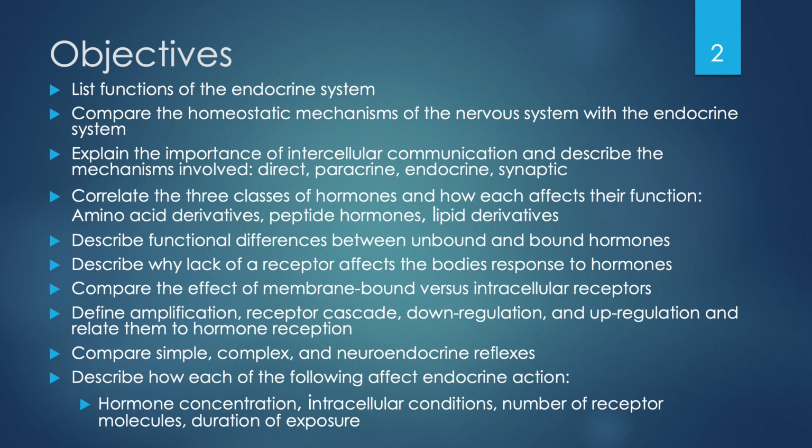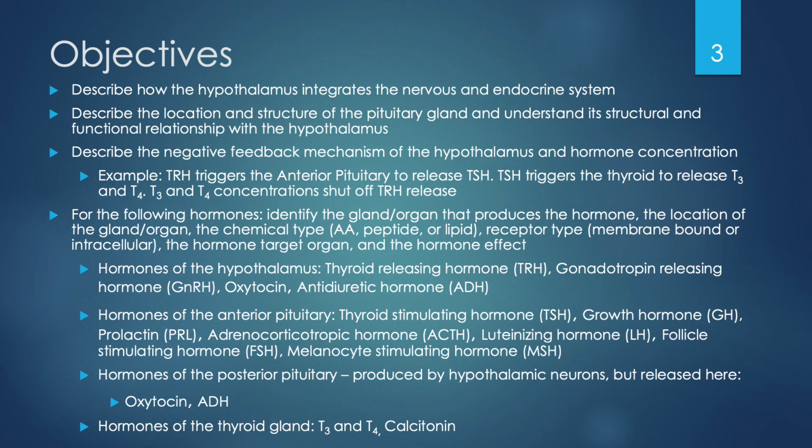Compare simple, complex, and neuroendocrine reflexes. And then last, to describe how each of the following affects endocrine action. This includes hormone concentration, intracellular conditions, the number of receptor molecules, and the duration of exposure. Also, to describe how the hypothalamus integrates the nervous and endocrine systems. Describe the location and structure of the pituitary gland and understand structural and functional relationship with the hypothalamus. Describe the negative feedback mechanism of the hypothalamus and hormone concentration.